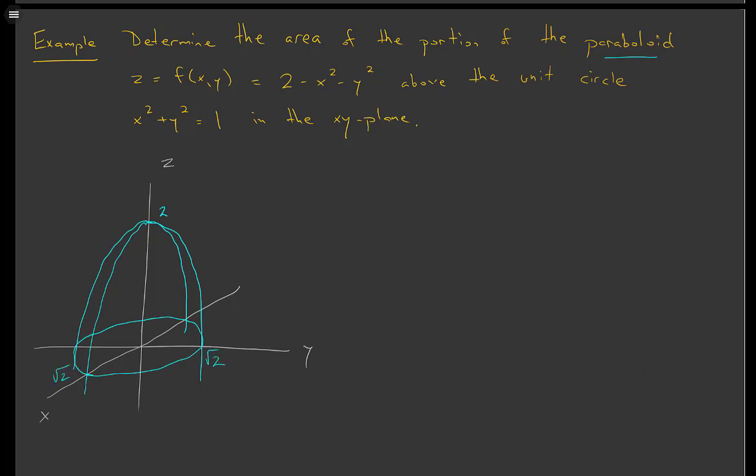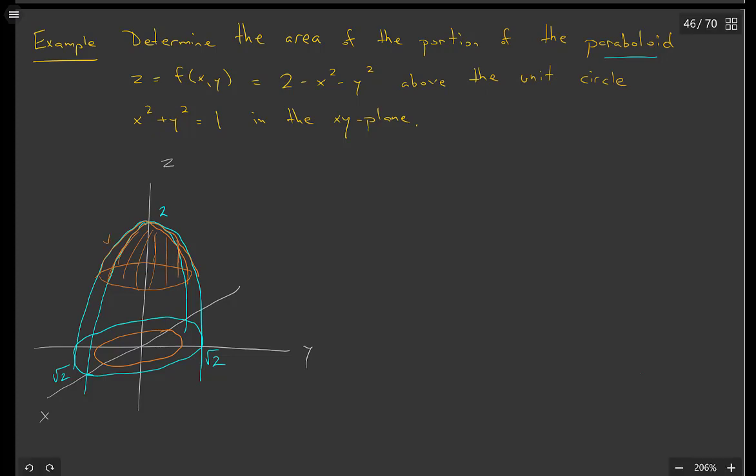But the area that we actually want to calculate is the area above the unit circle. So here's my unit circle in the xy plane. And if I follow this up to the paraboloid, I'll get some sort of region up here. And what I'm actually interested in calculating is the area of this portion of the surface of the paraboloid. So basically, the portion of the paraboloid such that if you were shining a light from above, its shadow would give you the circle x squared plus y squared in the xy plane.